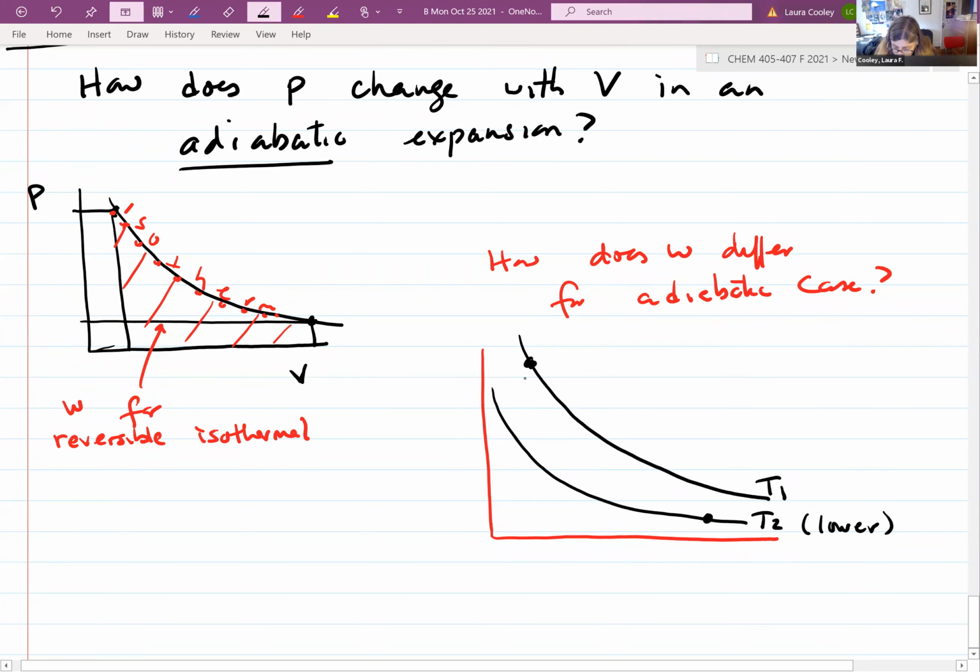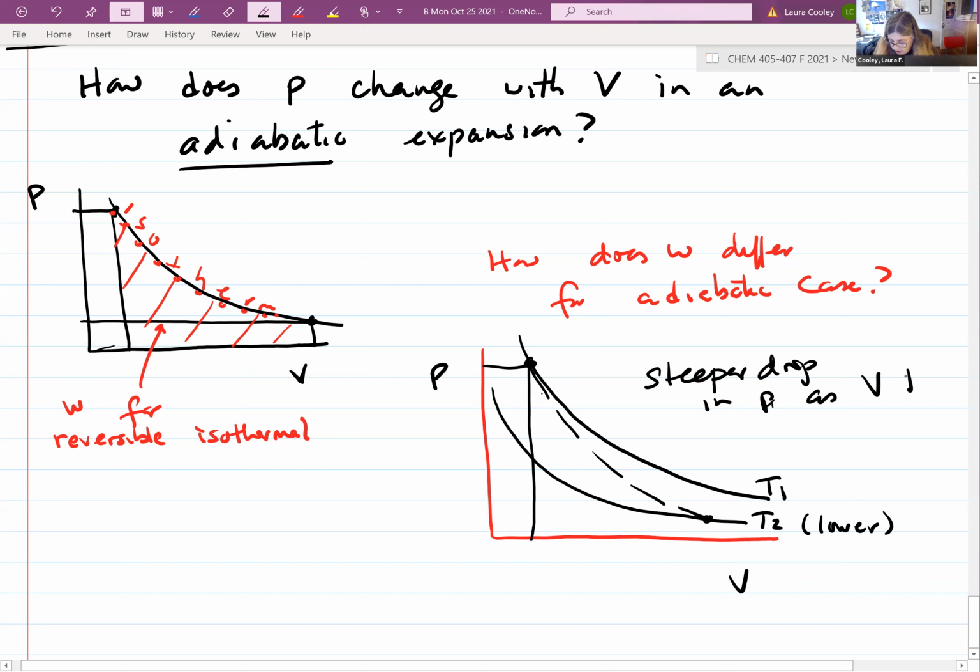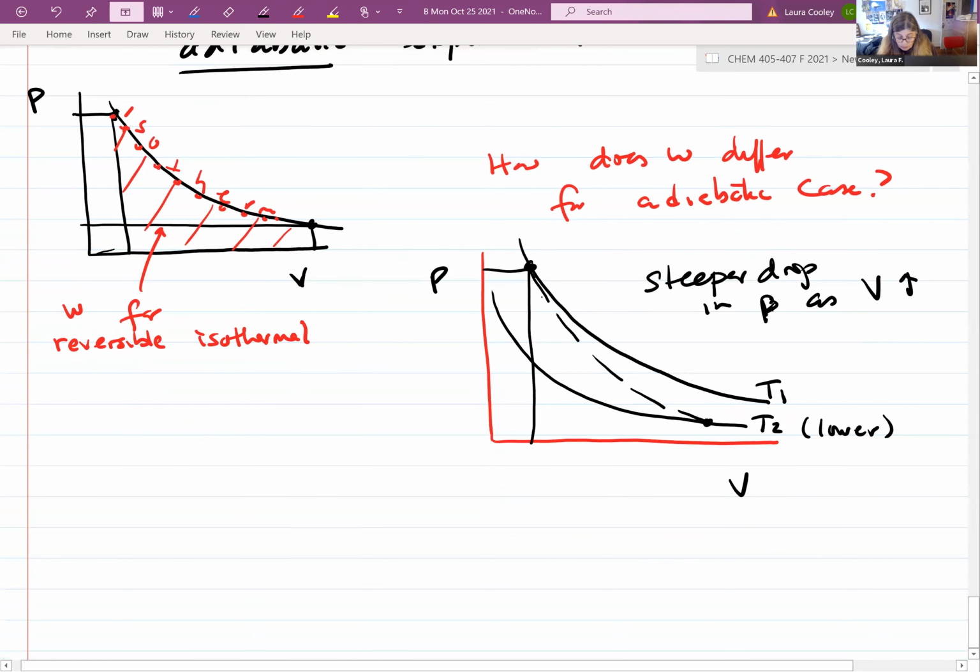So what happens is that the temperature decreases more steeply. I'm not doing a very good job drawing it here, but there we go. You might start here, but you're going to have a steeper drop in pressure as the volume increases. That's because as you're going along, the temperature is going down also. And of course, you know that pressure varies with temperature in a proportional way, at least if volume were constant. So now you have to take both of those things into account.